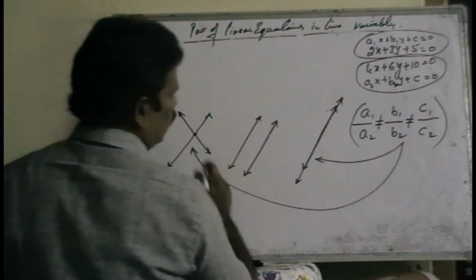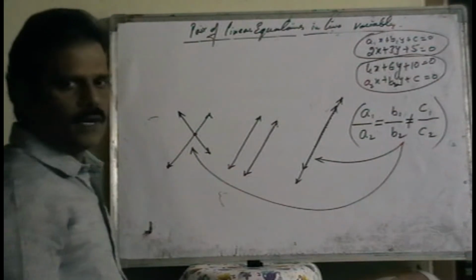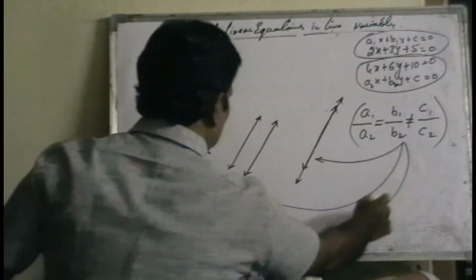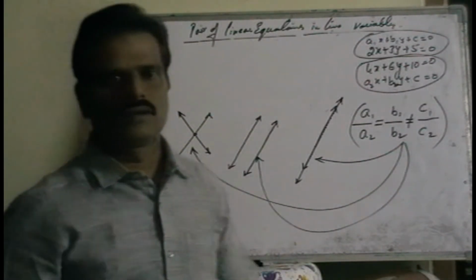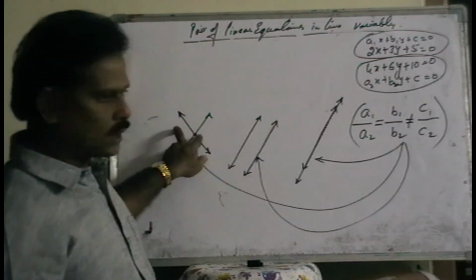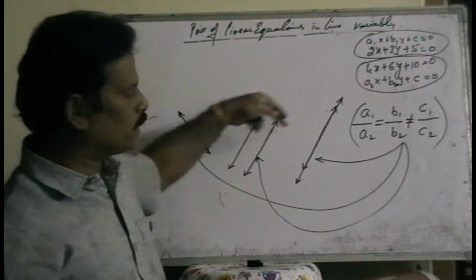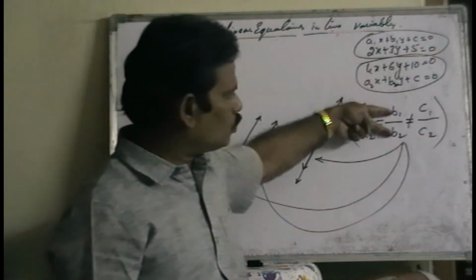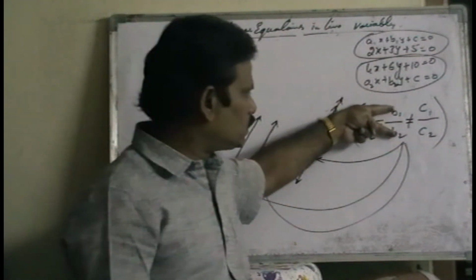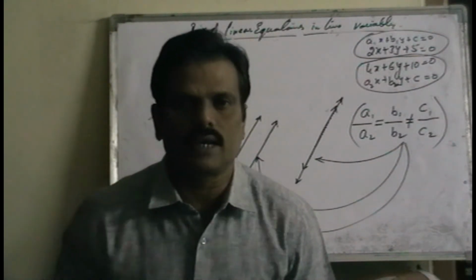Next, third option, parallel. If the first two ratios are equal, but the constants ratio is not equal. If a1 by a2 is equal to b1 by b2, but not equal to c1 by c2, then the lines are parallel lines. So that means the type of lines, whether they are intersecting lines or parallel lines or coincident lines, depends on the relation between the ratios. If x coefficient ratio, y coefficient ratio, constant ratio, all are equal, then we can say that the two lines are coincident lines.